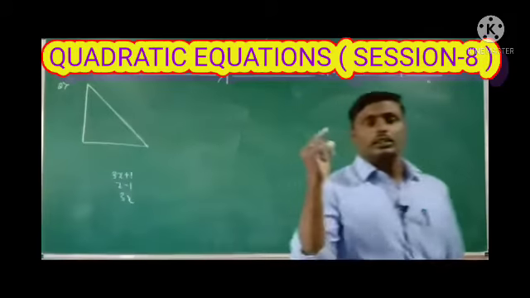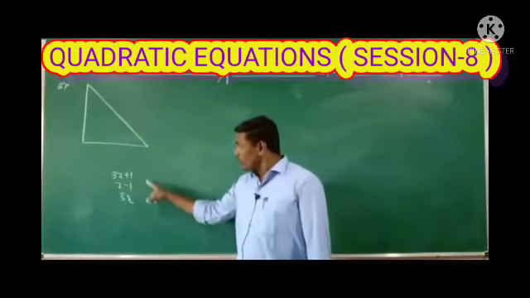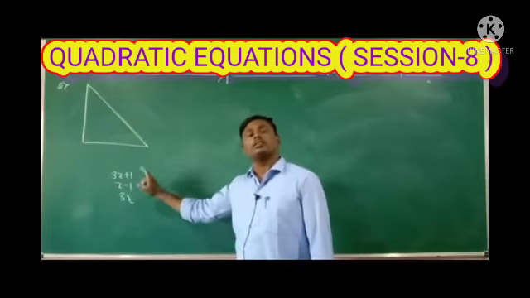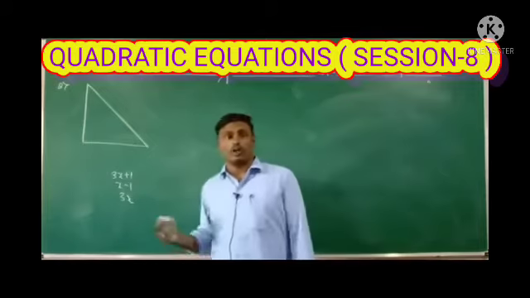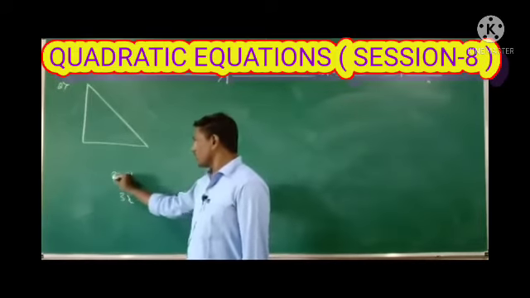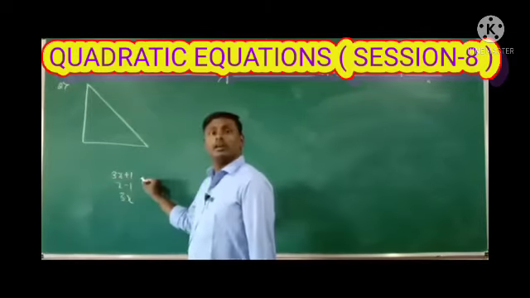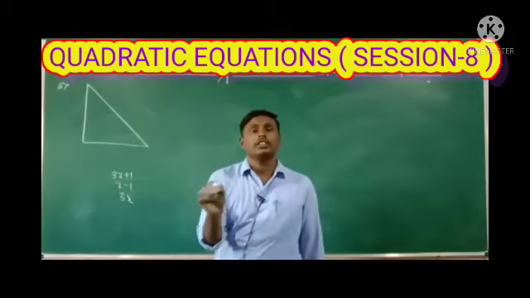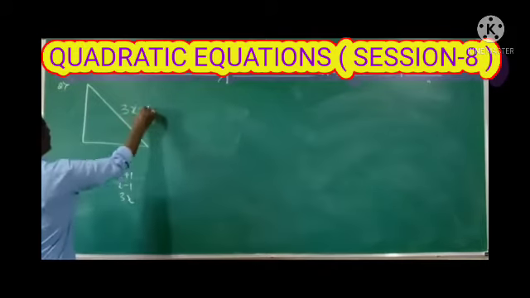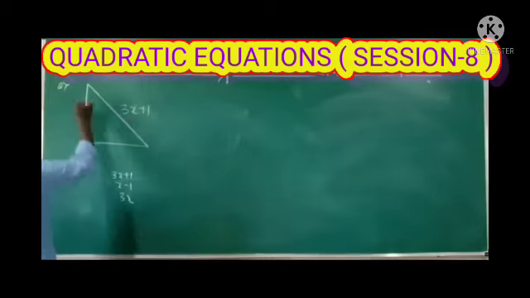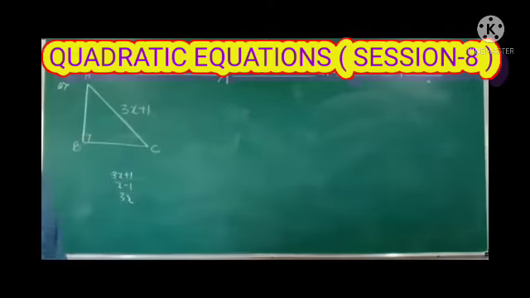You already know that in the right angle triangle, the hypotenuse is the longest side. So we need to consider the largest or the highest algebraic expression as the hypotenuse. Here 3x, x minus 1 and 3x plus 1. Comparatively, this one is the highest or largest algebraic expression. So we need to consider 3x plus 1 as the hypotenuse of the right angle triangle ABC, right angled at B. Okay.